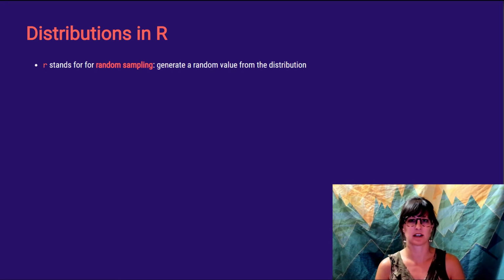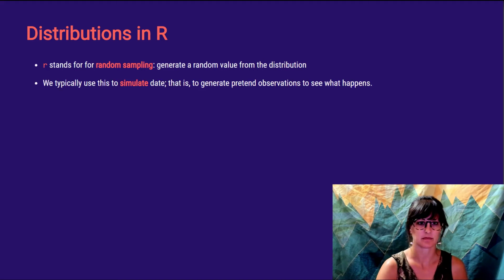The first one is a class of functions that starts with the letter R, and R here stands for random sampling. And what this is going to do is to randomly output values from the distribution. It's going to take a fake sample for you and tell you what numbers it saw. And we usually use this to make fake data.